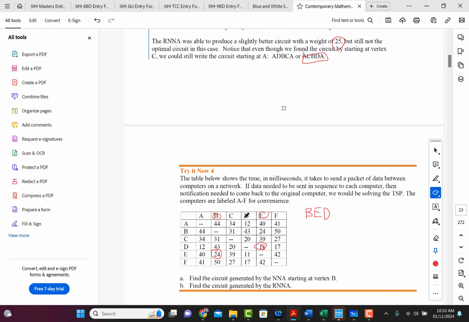Okay. Now that we're at D, where do we want to go? Well, we don't want to go back to E, right? And we don't want to go back to B. So the cheapest among the rest is going to be what? It's going to be A at 12. So we're going to go to A.